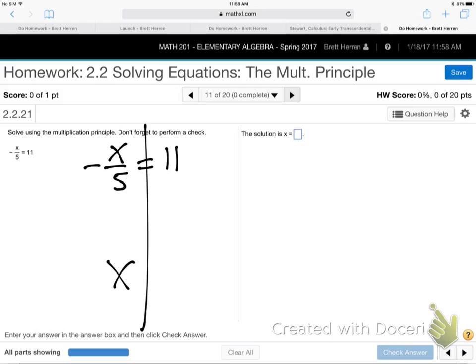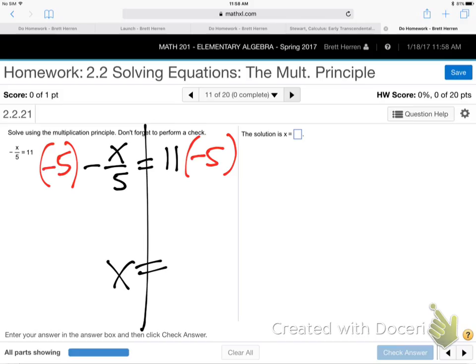All right, so x is saying I want to be alone. So what do we do to get x all alone? Yeah, well, there's a 5 divided underneath it, right? So the opposite of dividing by 5 is multiplying by 5. So I'm going to multiply both sides by 5. But should it be a positive 5 or a negative 5?